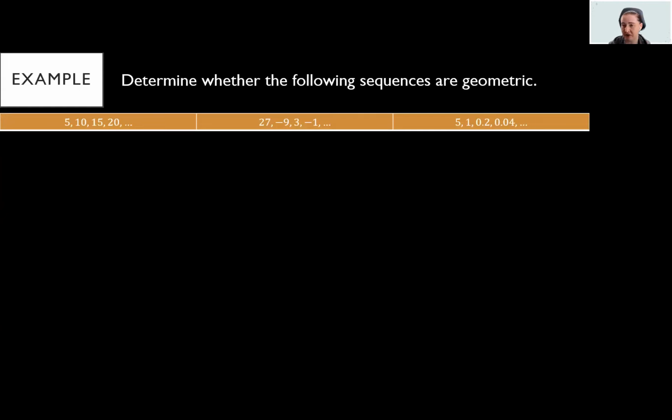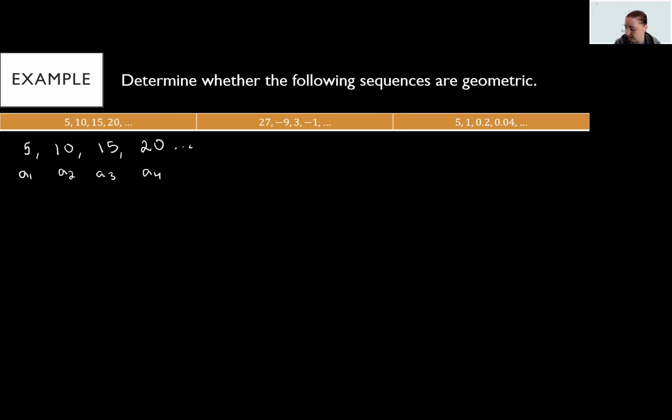So I've got 3 different sequences here, and we're going to determine whether they are geometric. So the first one, 5, 10, 15, 20, and so on. To check whether it's geometric, you are dividing each term. So if I just rewrite this, I'm going to label each term here. The first one is A1, so that's the first term. Then we've got A2, A3, and A4.